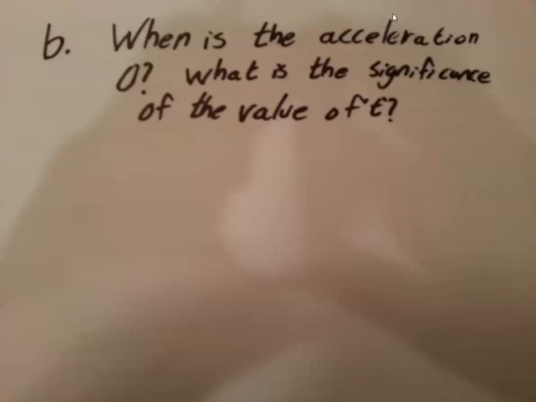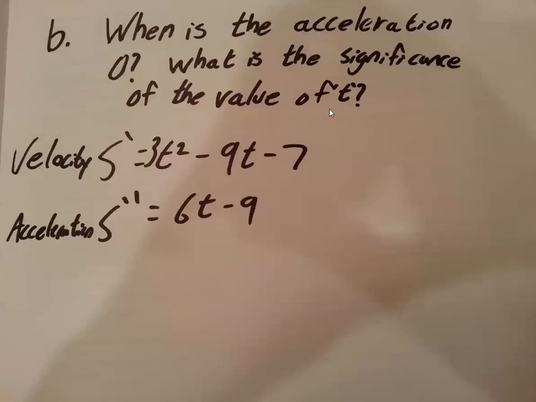So the second part of the problem is, when is the acceleration 0, and what's the significance of the value of t at this point? It doesn't say at the point, but it's implied. So the derivative of the velocity formula is the acceleration, which is basically saying how much faster it is going at that point, and here we have it.